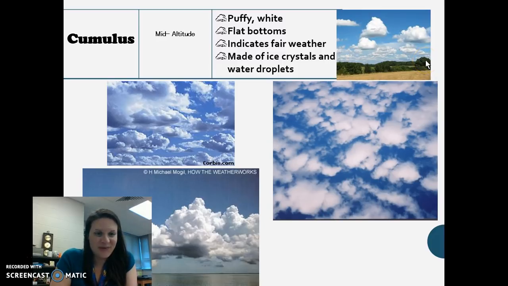Again, try your best to draw your picture. These are the ones that look like cotton balls up in the sky that you might, when you were a kid, have figured out like what shape they look like, stuff like that. So just make a puffy cloud.